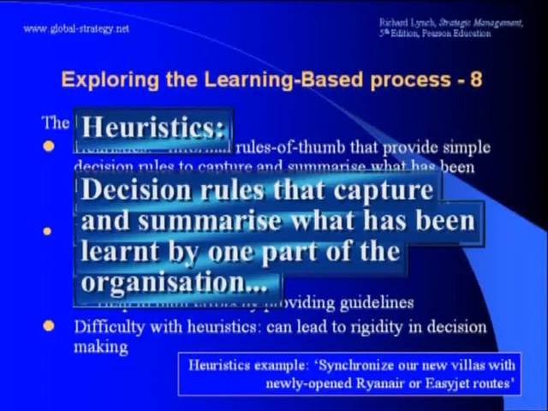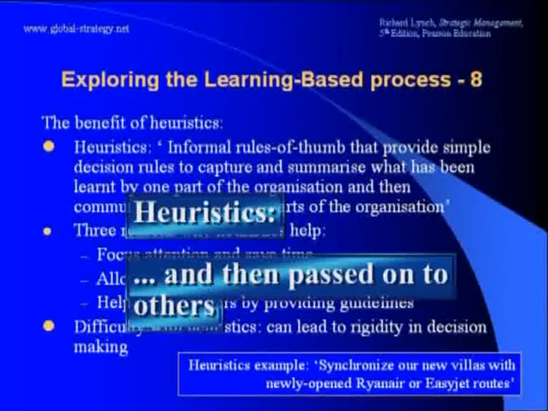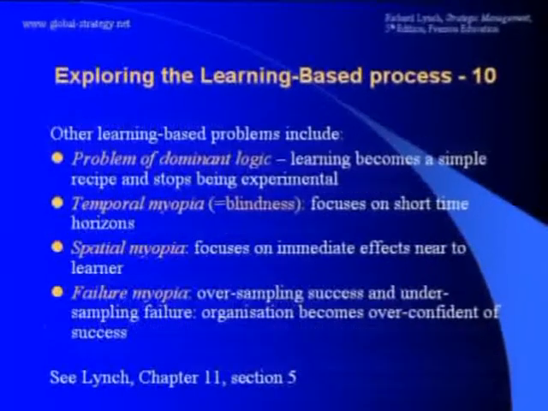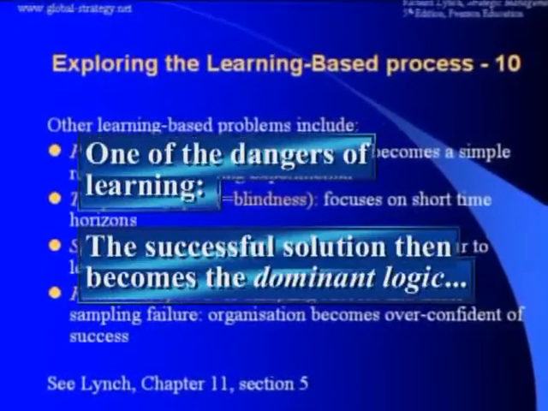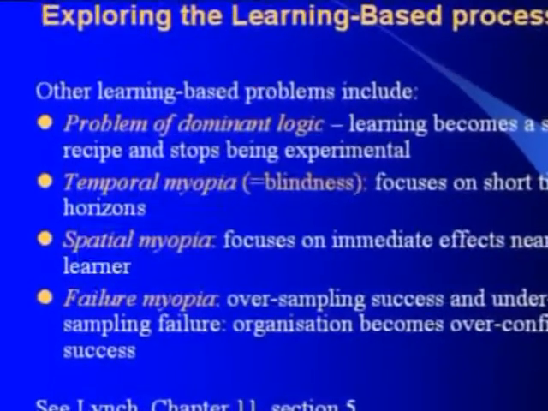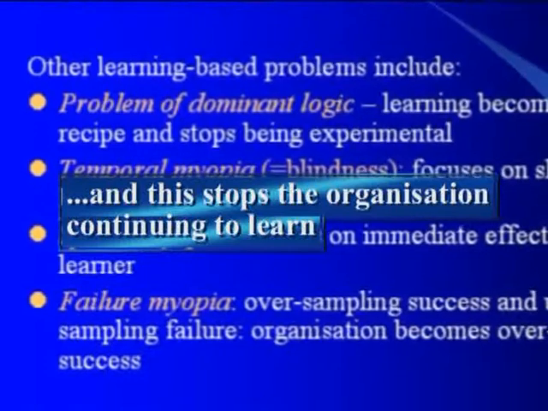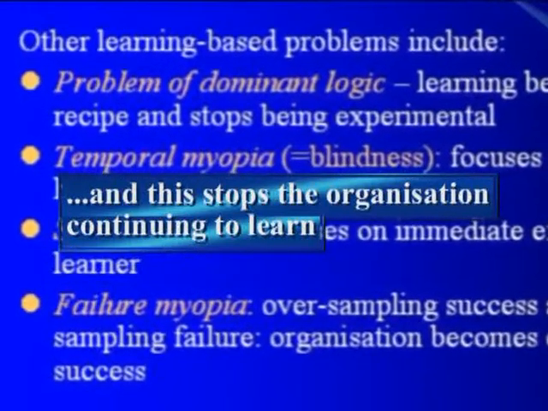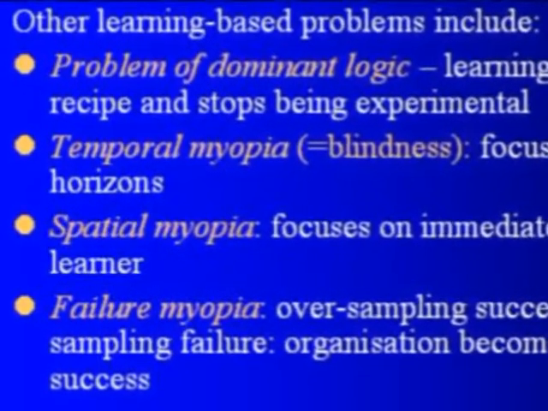Learning can be passed to other parts of the organization using heuristics, that is, decision rules that capture and summarize what has been learned by one part of the organization and then passed on to others. One of the dangers associated with learning is that the successful solution at the end of the process then becomes the dominant logic, and this stops the organization continuing to learn. There are ways of overcoming this, including good leadership.